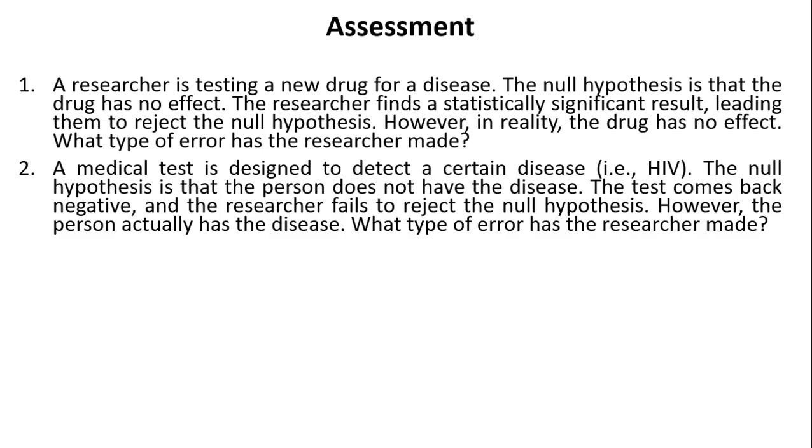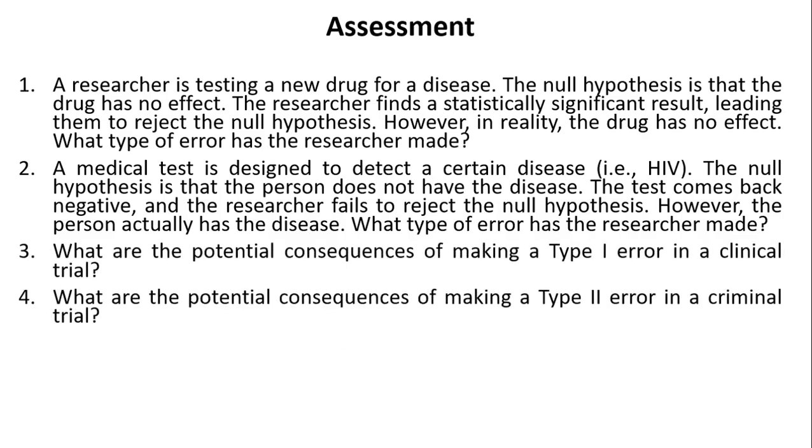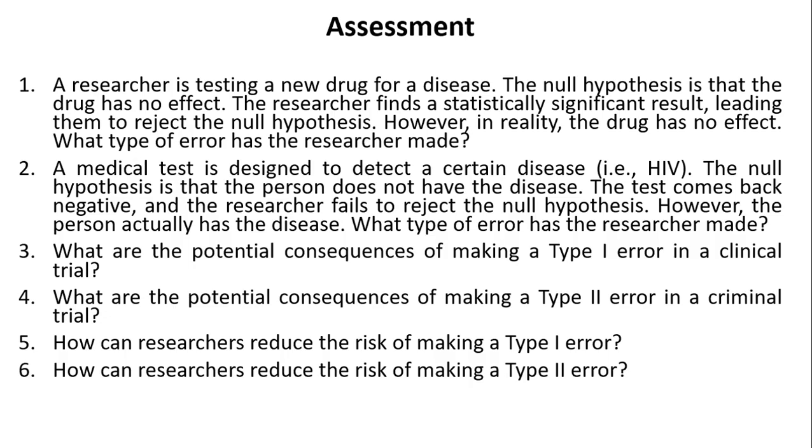Thank you. You can look at this in order to assess yourselves privately. We have questions that you can try to assess. So let's look at it. A researcher is testing a new drug for a disease. The null hypothesis is that the drug has no effect. The researcher finds a statistically significant result, leading them to reject the null hypothesis. However, in reality, the drug has no effect. What type of error has this researcher made?